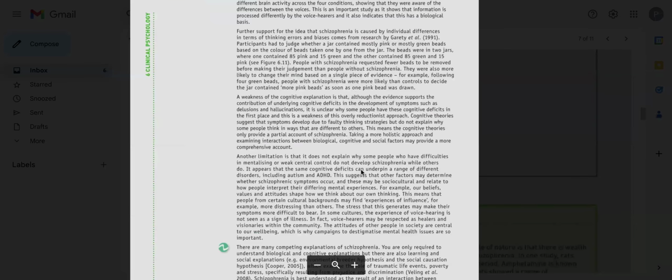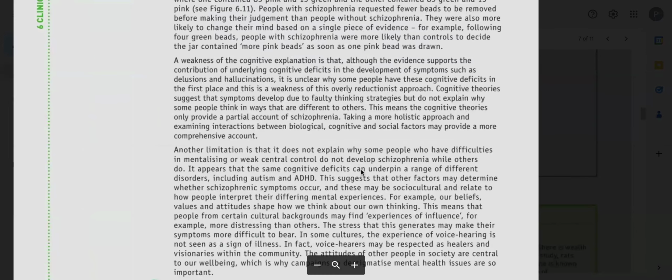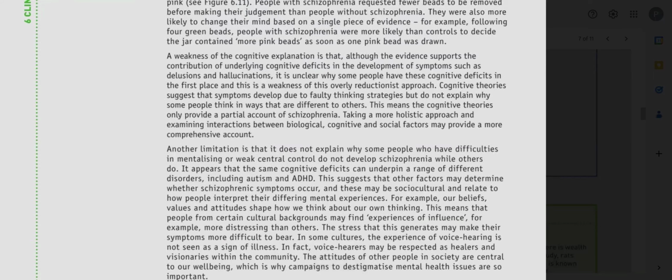So another limitation is that it does not explain why people who have difficulties in mentalizing or weak central control do not develop schizophrenia while others do. It appears that the same cognitive deficits can underpin a range of different disorders, including autism and ADHD. So they're saying that this explanation does not explain that there's a lot of people who have weak central control, which means that there's a lot of people who do not understand other people's emotions, right?